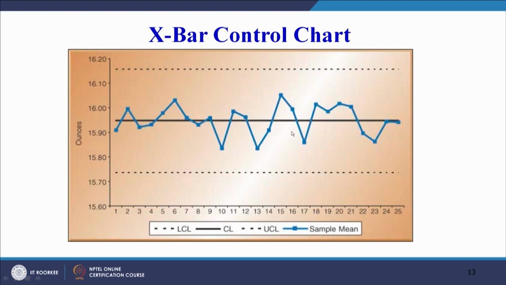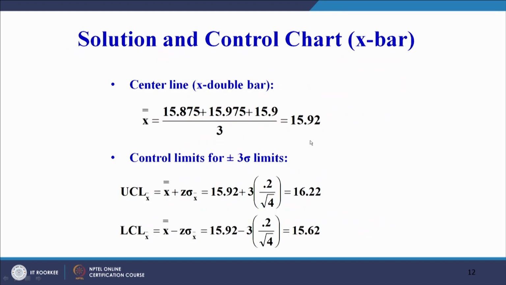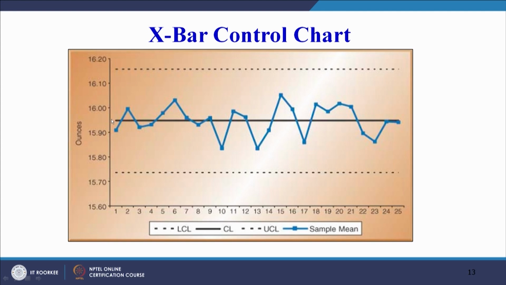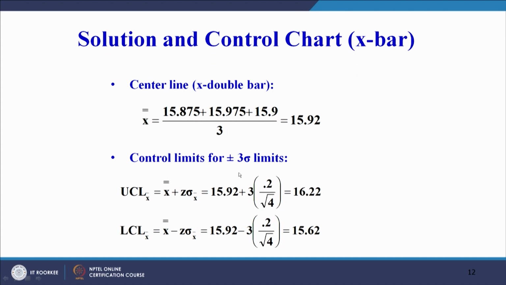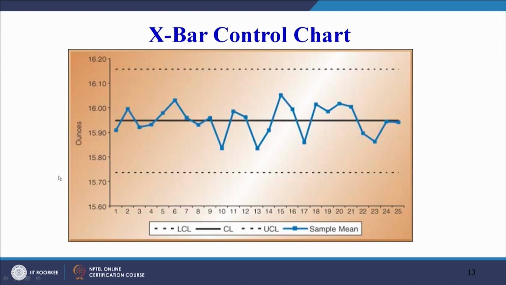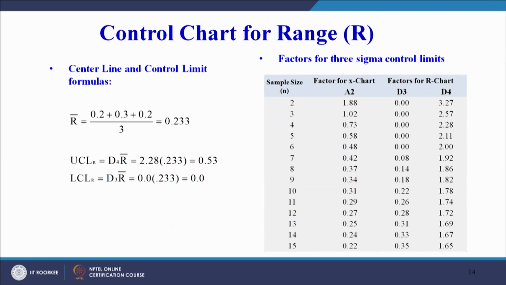This black line represents the center line, which was 15.92. So this is corresponding to the 15.92 value, and then these are the sample means, how the sample means are changing. So many samples we have taken, and this is the center line, this is a lower control limit, and this is an upper control limit. So we can see the upper control limit is 16.22 and lower is 15.62. So this way we have upper and lower control limits, and all our sample means are within the desired control limits. Similarly, we can calculate the R chart also.